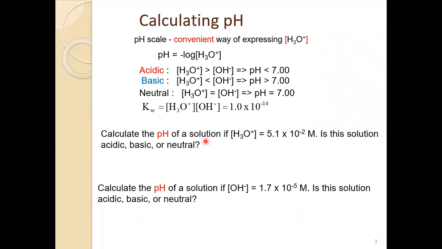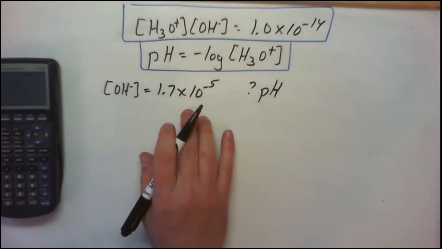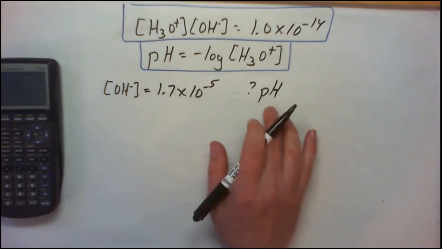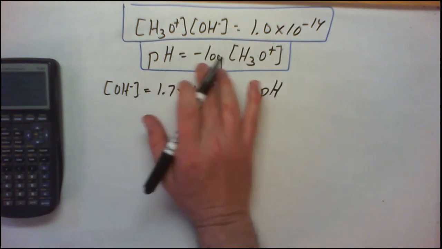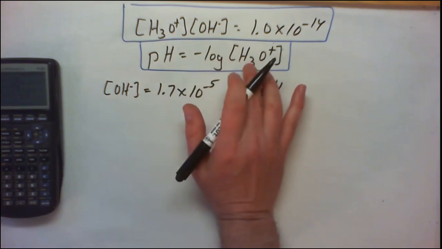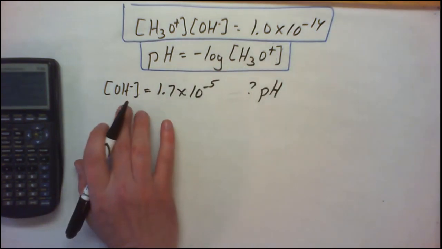In our next example, we still want to calculate the pH, but this time we're given the hydroxide concentration of 1.7 times 10 to the minus 5 molar, and we ask the same question: is this solution acidic, basic, or neutral? This question is a little bit more difficult because it's going to be a two-step process. We're given the hydroxide concentration and asked to find the pH. Notice that pH equals negative log of hydronium, so if I know the hydronium, I can plug that number in, as you saw in the previous question, to calculate pH directly. But I don't know the hydronium, I know the hydroxide.